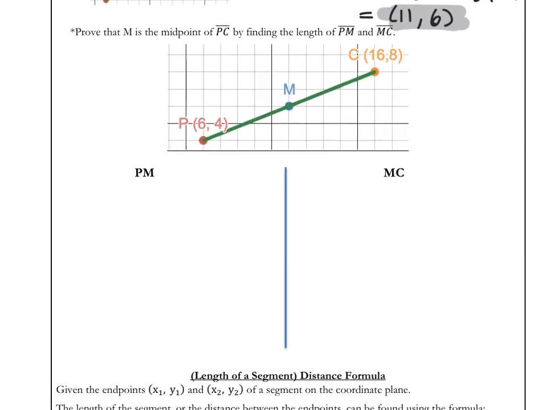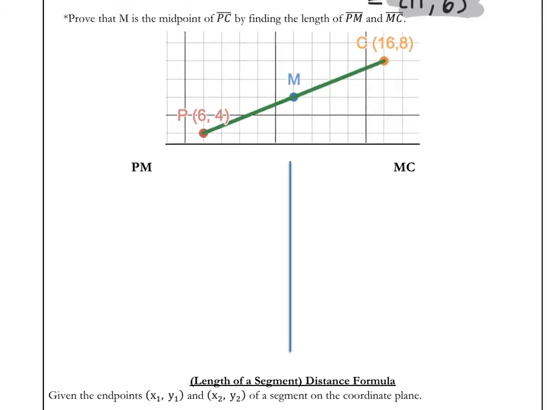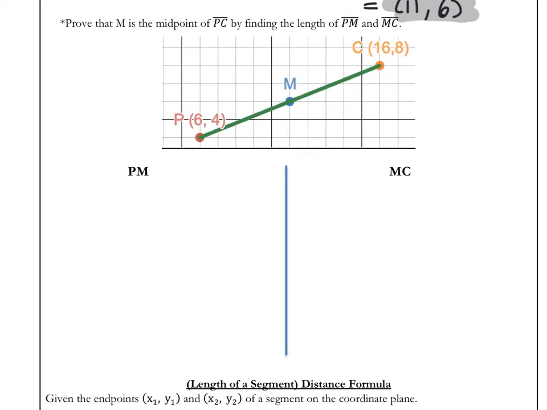Okay. Our intro for today. Prove that M is the midpoint of PC by finding the length of PM and of MC. Okay, first a flashback to what you maybe learned in middle school. We don't really know this year, so we missed some stuff.